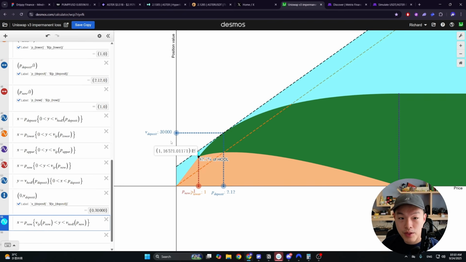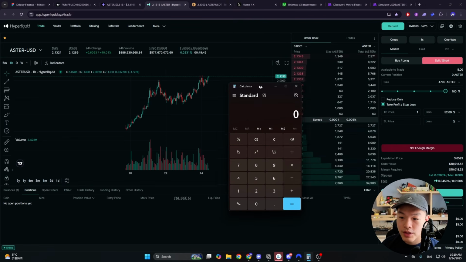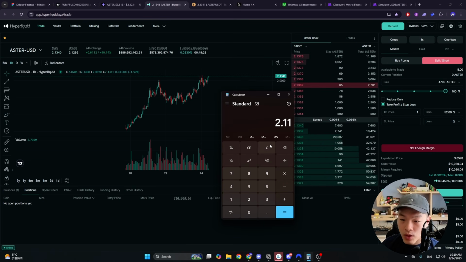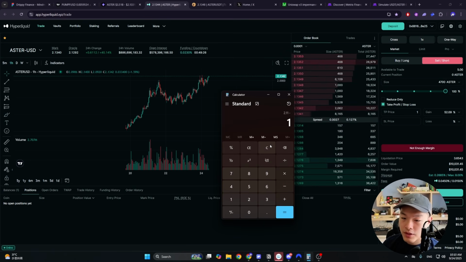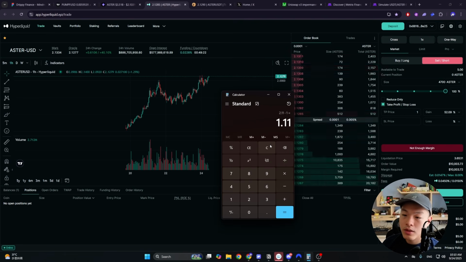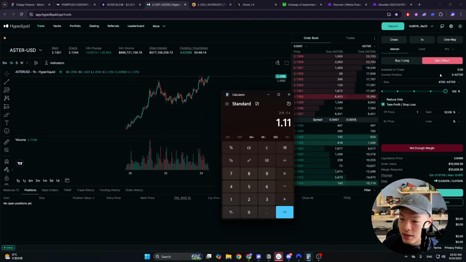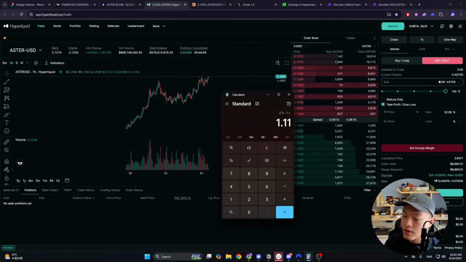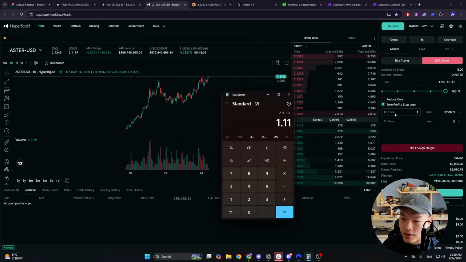How much money are we going to make with the short? So let's just say we enter the short at 2.11, right? So 2.11 minus 1, which is the new price, means that the price dropped by 1.11. And since we have a position size of 4,700 Aster, for every dollar of Aster that goes down, you're going to be making $4,700, right?